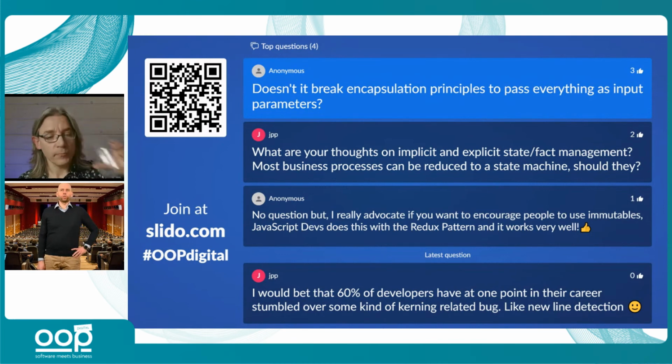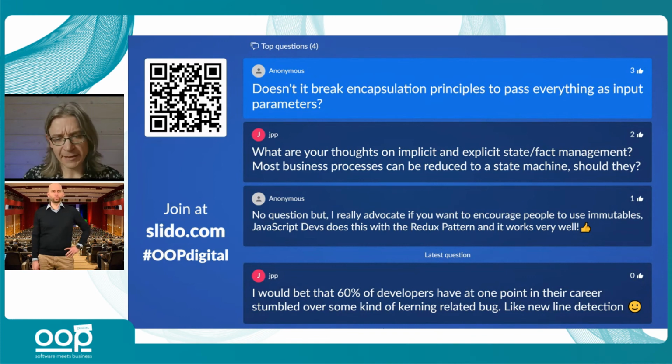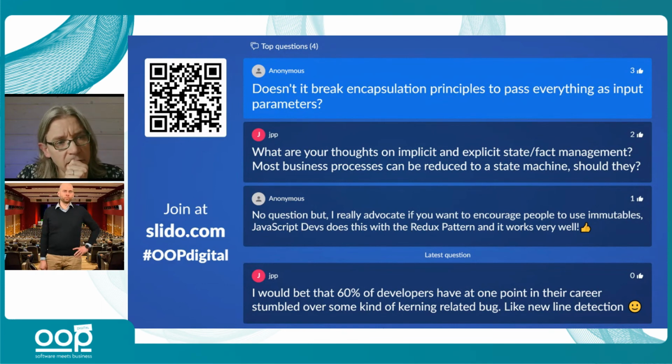What are your thoughts on implicit and explicit state or fact management? Most business processes can be reduced to a state machine. Should they? I think, okay, let me tackle those separately. Implicit and explicit state management. I think there are places where there's still a judgment call to make on when do you capture all the facts and when do you throw them away.